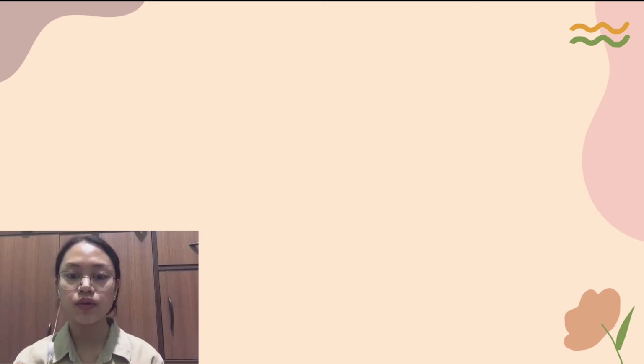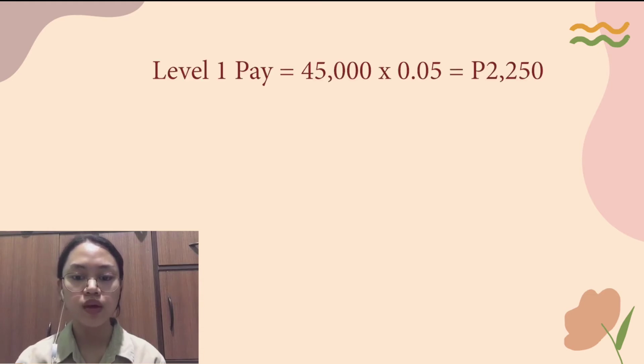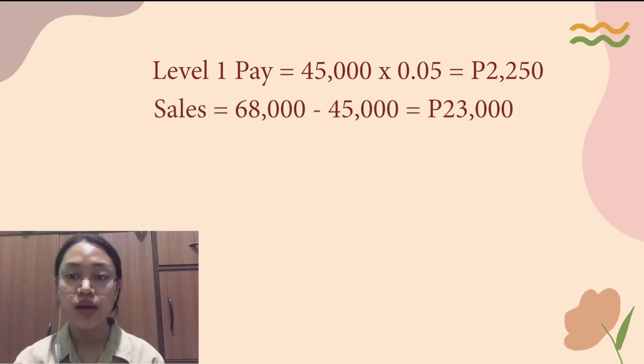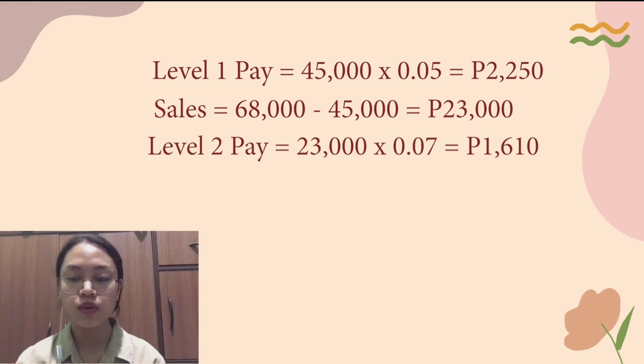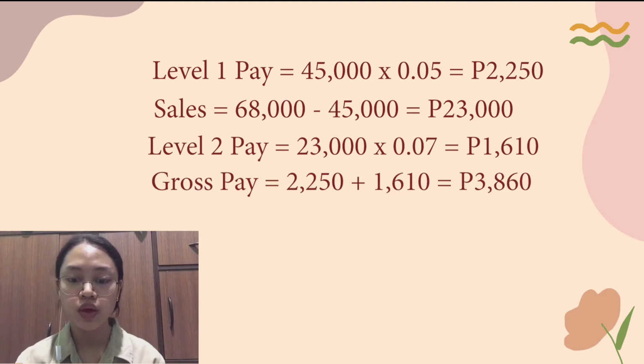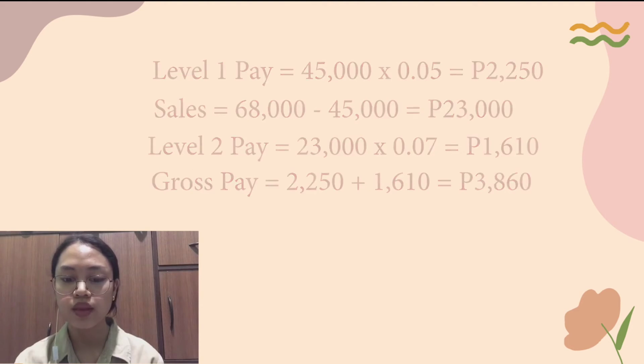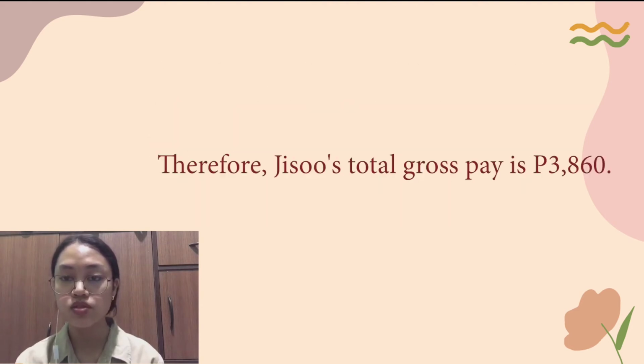In order to get her total gross pay, we need to calculate the commission first on the first 45,000. 45,000 pesos multiplied by 5% gives us 2,250 pesos. Then the sales over 45,000: 68,000 minus 45,000 pesos is equal to 23,000 pesos. Then 23,000 multiplied by 7% gives us 1,610. 2,250 plus 1,610 is 3,860. Therefore, Jisoo's total gross pay is 3,860 pesos.